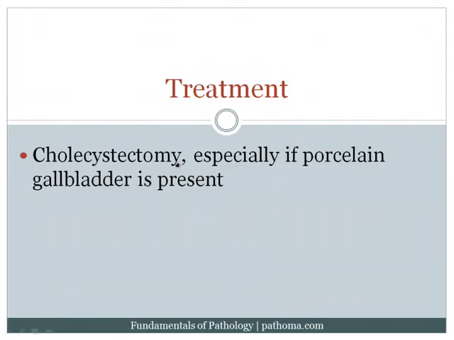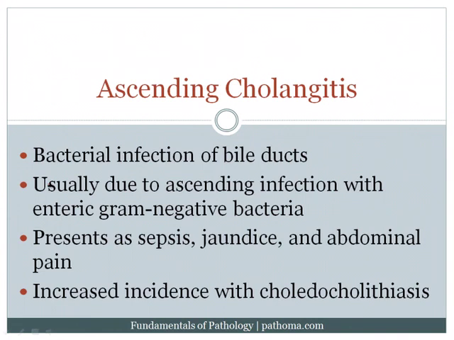The treatment, of course, would be cholecystectomy, which is removal of the gallbladder. You especially want to do this if porcelain gallbladder is present, because porcelain gallbladder is a risk factor for the formation of gallbladder cancer. Ascending cholangitis is another complication that can arise with bile stones, and this is when you get bacterial infection of the bile ducts.